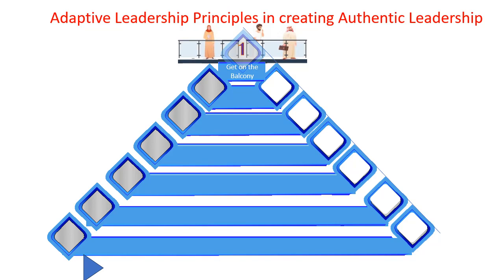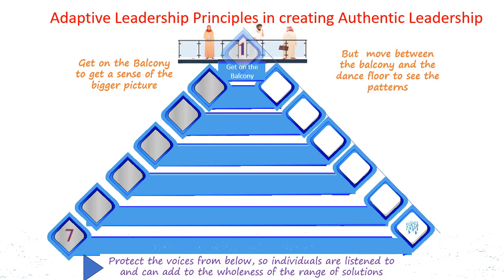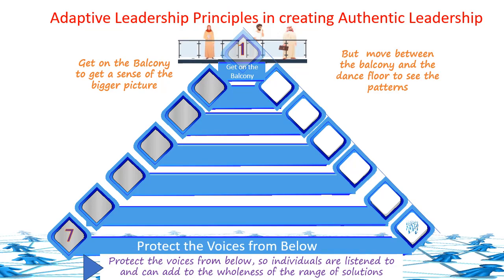What he then argues is there is a need to get this sense of that bigger picture, but then move between the balcony and the dance floor. What he says is up on the balcony, you can get a much richer picture of the patterns that emerge below you. But when you get down to the dance floor, you can actually see the detail.